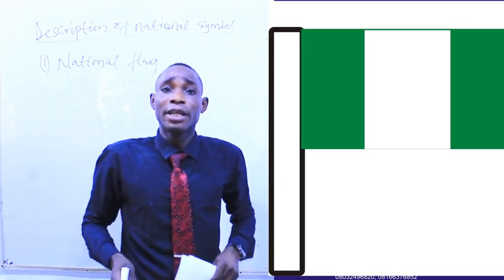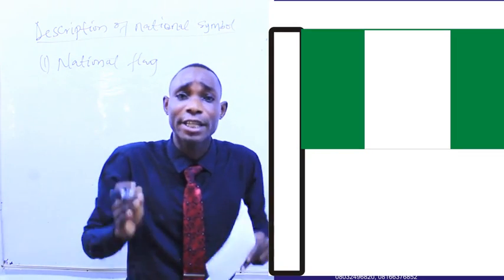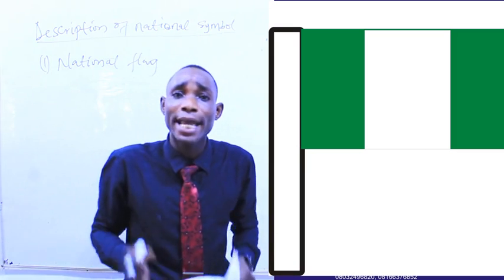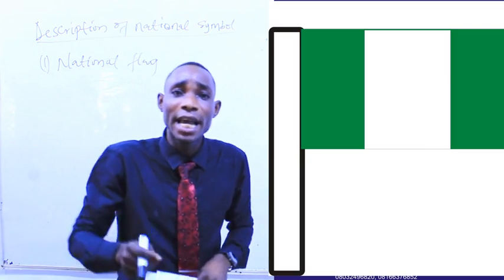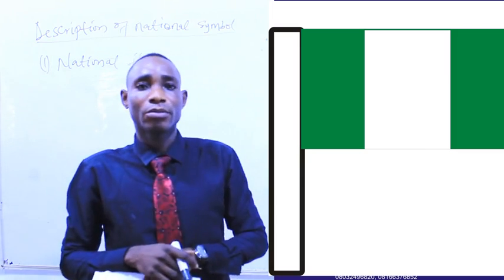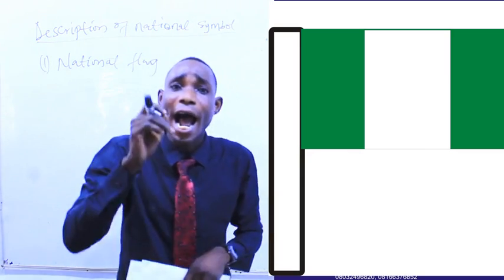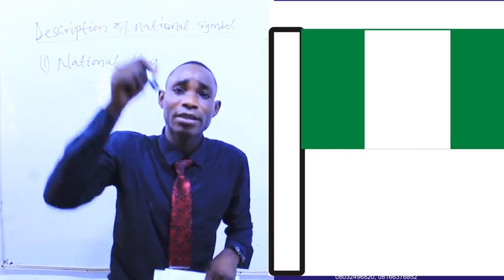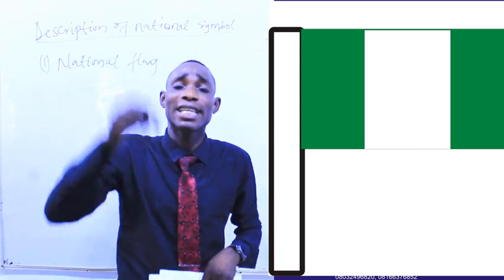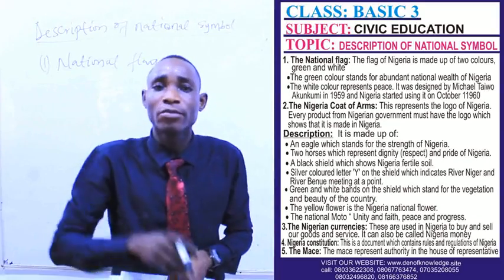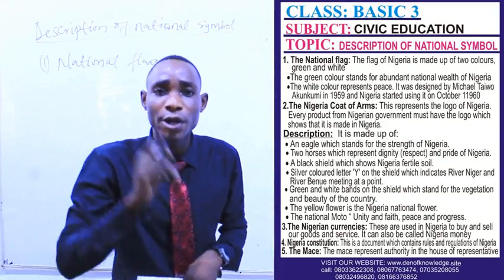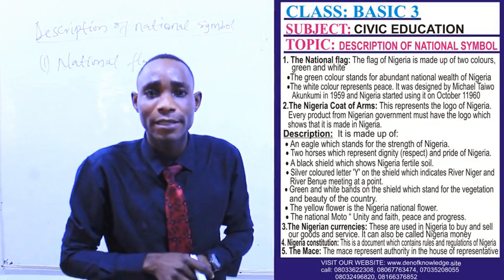Now, it may interest you to know that the Nigerian flag was developed by a man called Michael Taiwo Akinkunmi in the year 1959. But Nigeria adopted it as her national flag on 1st October 1960 during the Independence Day celebration.